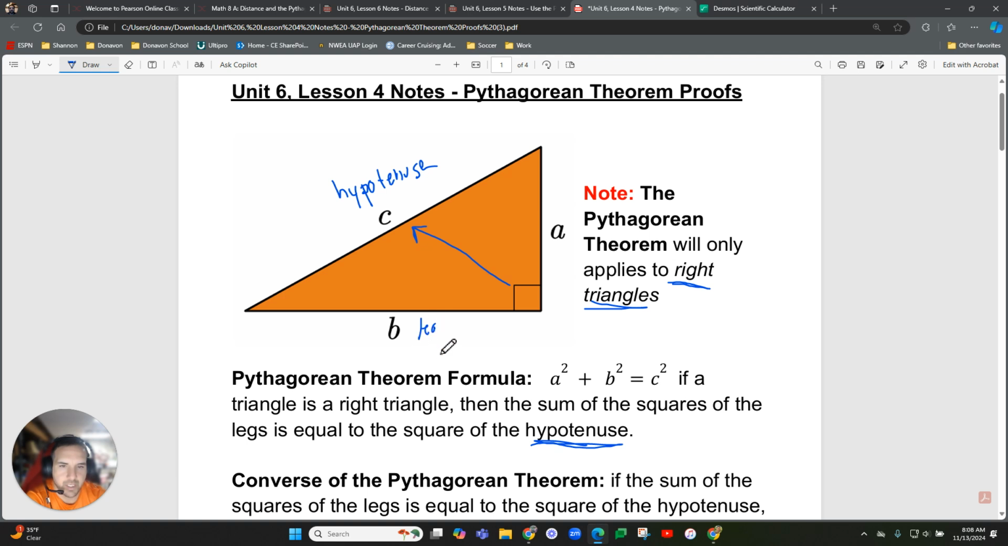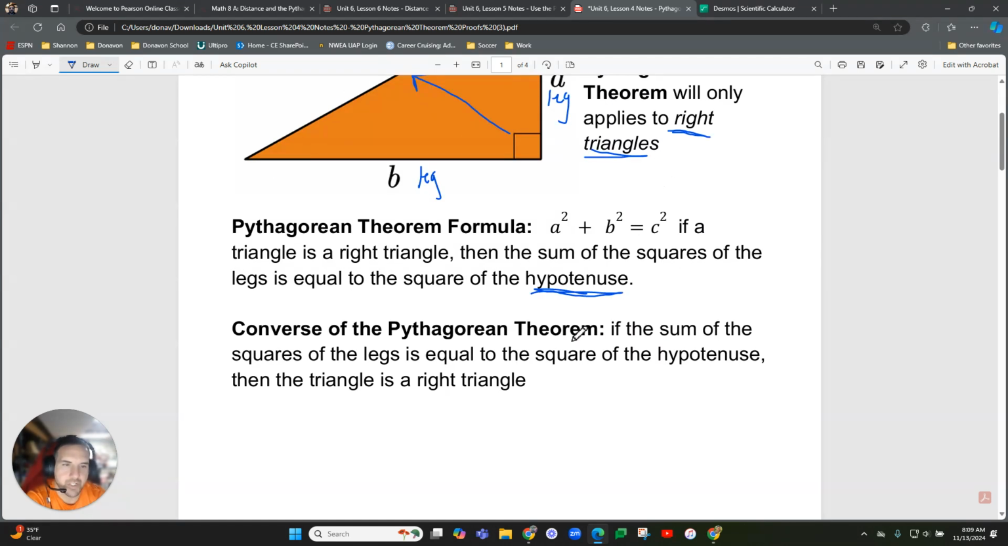So this is a leg. If you see it's referring to the legs, this is also a leg. So the two other sides, again, it doesn't matter which one's A and which one's B. They're both the two legs. The third side, the side opposite the 90-degree angle, is first of all always the longest side. Of the three, it's always the longest, and it's always the side opposite the 90-degree angle. So that one's important. Hypotenuse is always the side opposite the 90-degree angle. The other two don't matter.